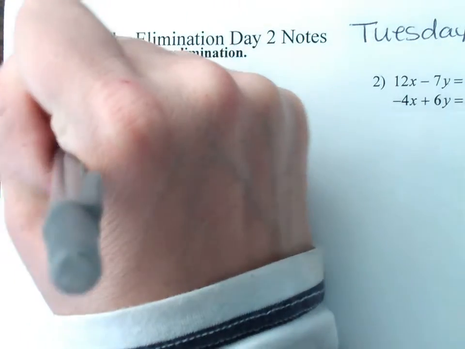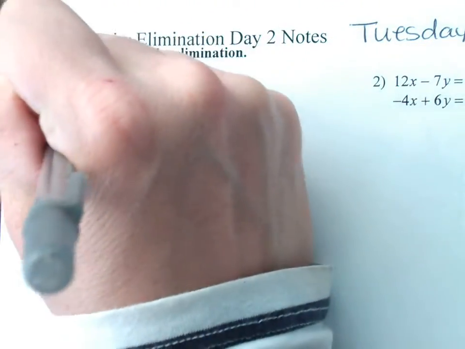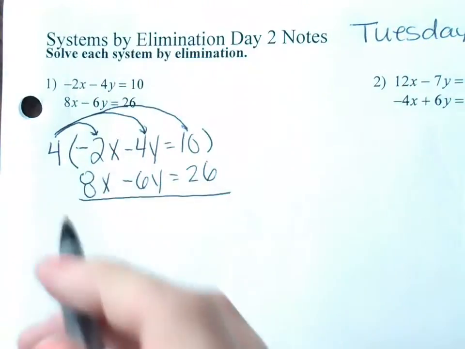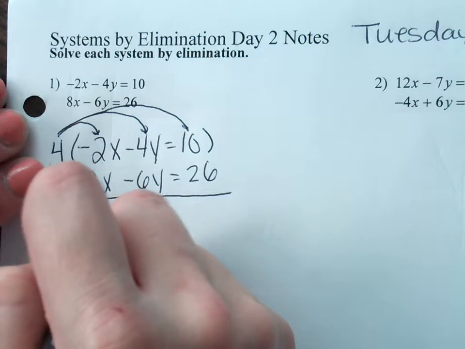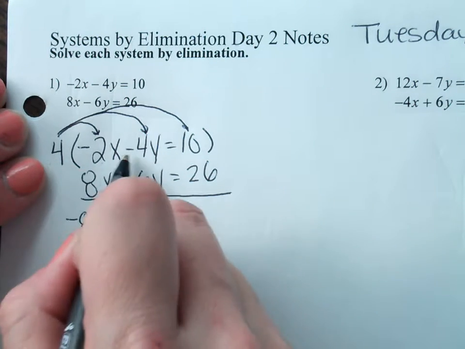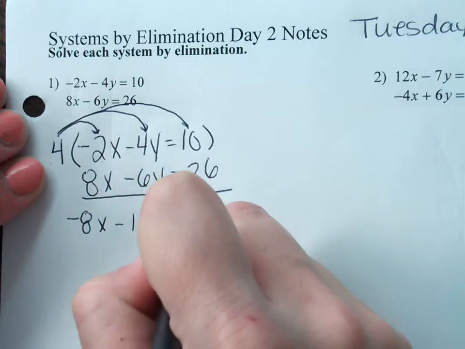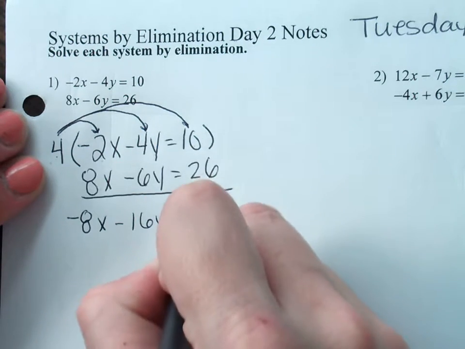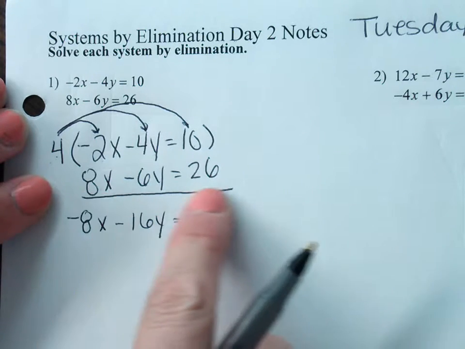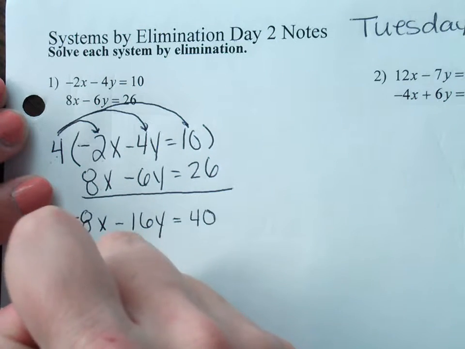So we're going to distribute that all the way through. 4 times negative 2x is negative 8x. 4 times negative 4y is negative 16y, equals 4 times 10 is 40. We did not do anything with this equation, so we're just going to write it down again.